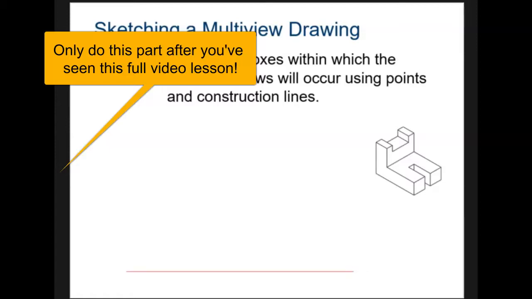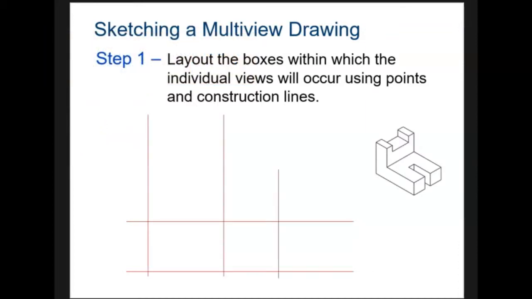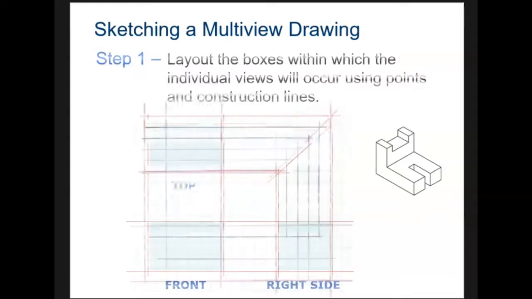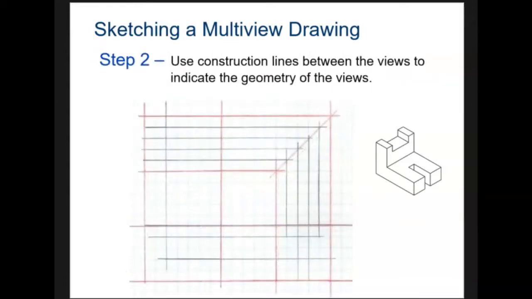Step 1 is to lay out the boxes within which the individual views will occur using points and construction lines. Once you have this laid out, label the top, front, and right side. You'll use construction lines between the views to indicate the geometry of the views. The line just drawn is that surface where it's being pointed from, and so on.